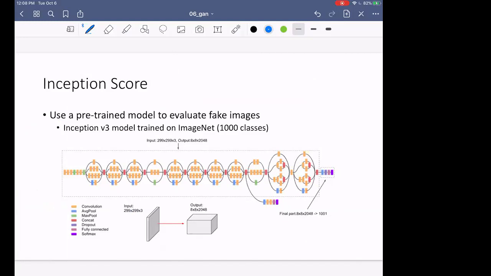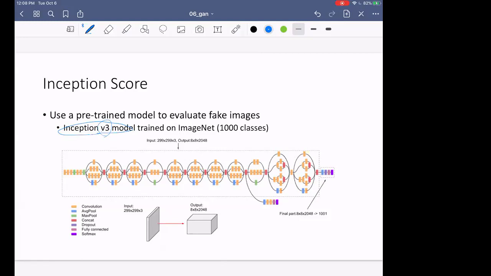The reason it's called inception score is because it's using a model named inception model, specifically version 3. The inception model was developed by people from Google, and there are a lot of versions: version 1, version 2, version 3, I think even version 4 or something. Inception models are trained on ImageNet, which means that there are 1,000 classes. So the inception model is trained for classifying images into 1,000 different classes.